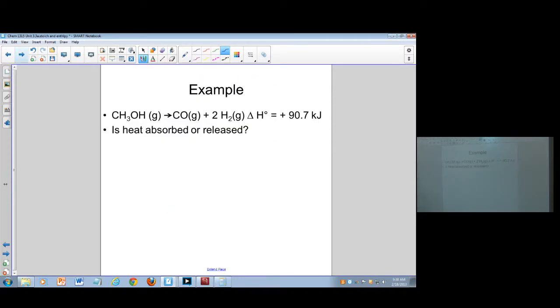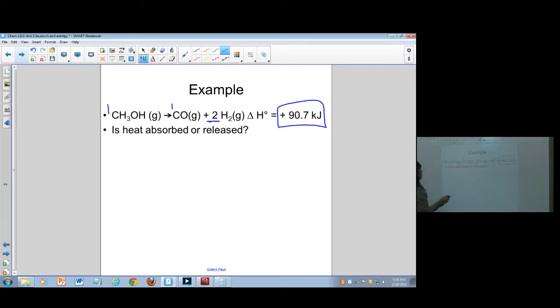All right, so some examples. We've got methanol forming carbon monoxide and hydrogen gas. Okay, 1 mole here and 1 mole here are both implied, and then we have 2 moles of this. And we're given the amount of heat. So you'll typically be given these in the thermochemical reaction.